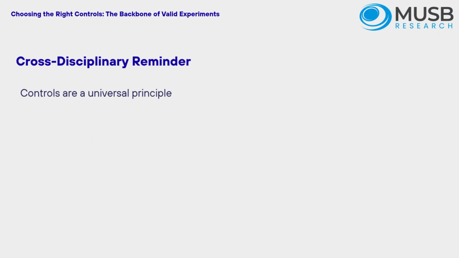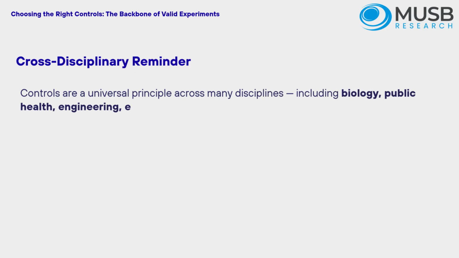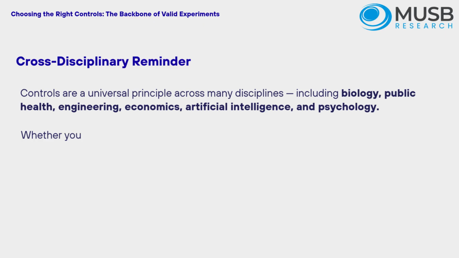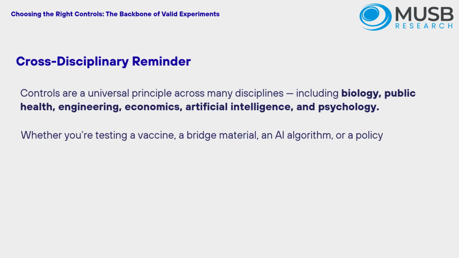Cross-disciplinary reminder. Controls are a universal principle across many disciplines, including biology, public health, engineering, economics, artificial intelligence, and psychology. Whether you're testing a vaccine, a bridge material, an AI algorithm, or a policy change, controls are what validate your claims.